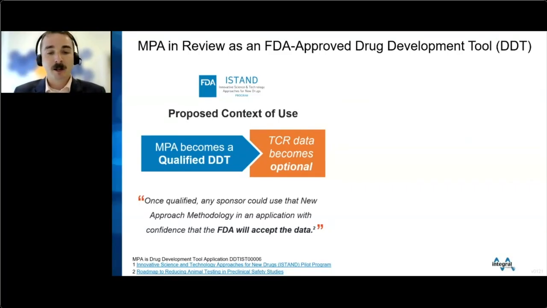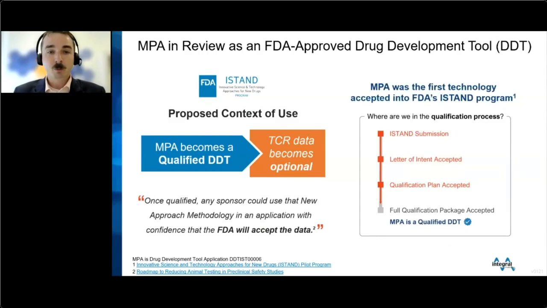And we know that once qualified, any sponsor will be able to use these types of methodologies, and the FDA will accept this data. We've been involved in this ISTAND program for approximately 3 years now, and we're very close to the finish line, getting great feedback from the FDA and submitting our full qualification plan. We predict that this will be accepted or at least receiving large amounts of feedback by the end of 2025 or early 2026, which would then make MPA a qualified DDT and would then be accepted by the FDA without any review or question of the program.